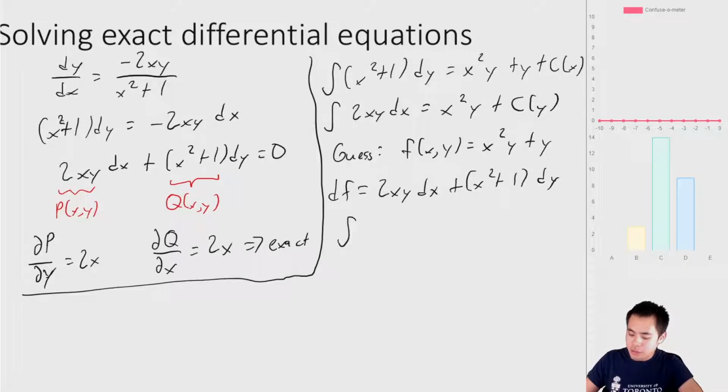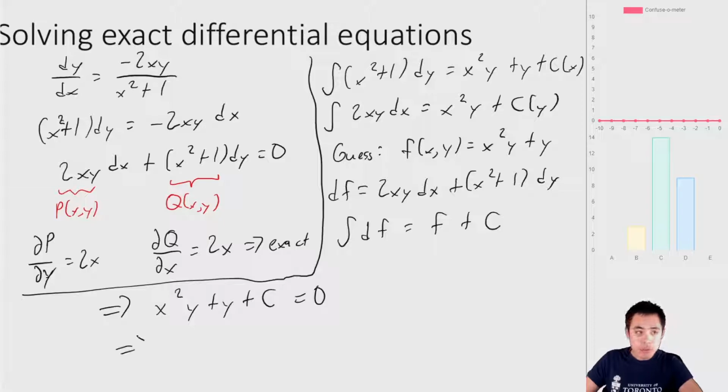And so, therefore, you can just take the integral of df, and the integral of df is f plus c. This implies that this entire equation, if you take the integral on both sides, is x²y plus c equal to 0, which implies that y is equal to c over (x² + 1).